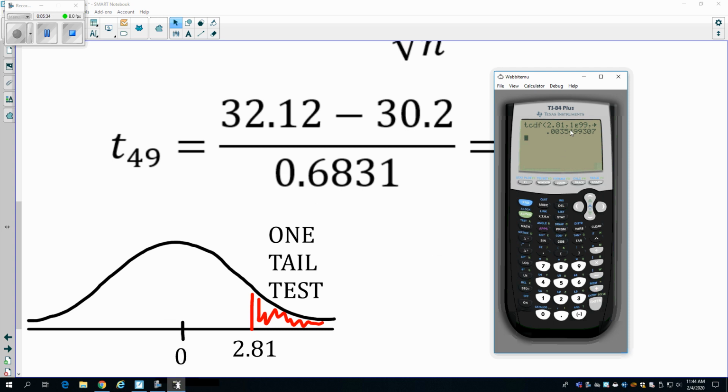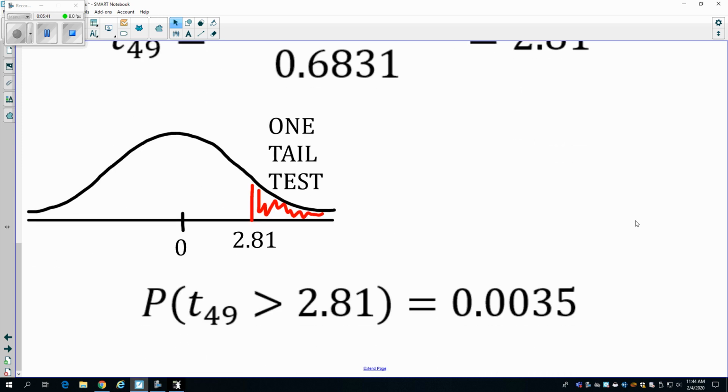So we're going to get a probability of 0.0035. And so here's our probability statement. Again, I'm writing t in my probability statement this time because that's what I'm using in this test. The probability that we get a critical value with 49 degrees of freedom greater than 2.81 is 0.0035. So a very small probability.